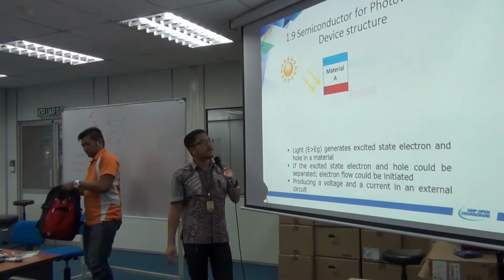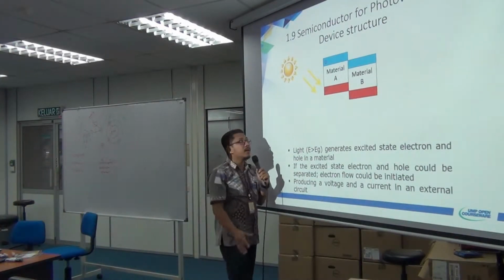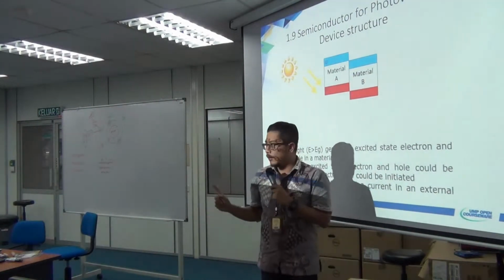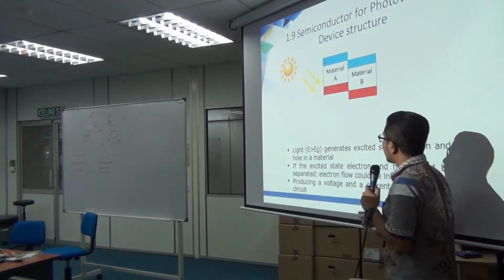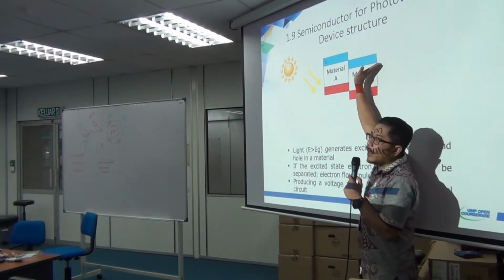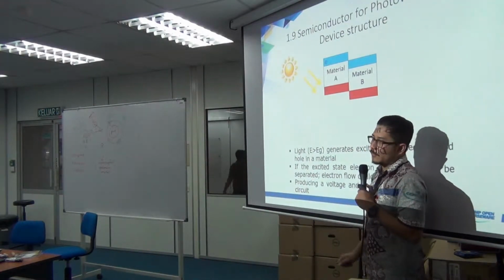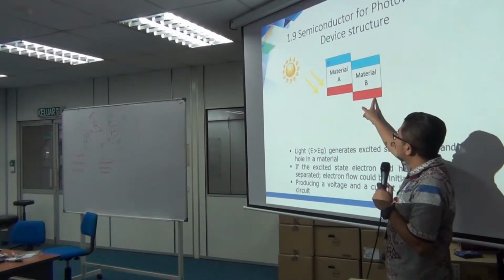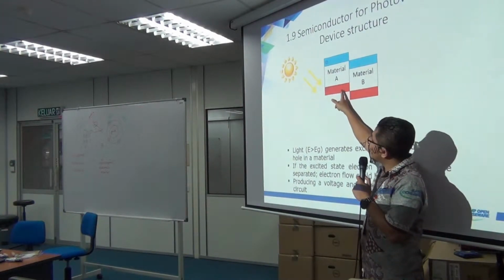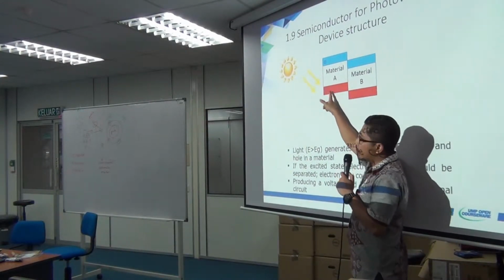So next. This is how we separate the excited state electron and hole, by pairing semiconductor A with the next semiconductor, which is semiconductor B. But there is a requirement. The conduction band of material B should be at lower energy than the conduction band of material A. And the valence band of material B should be lower than the valence band of material A. This is the requirement.